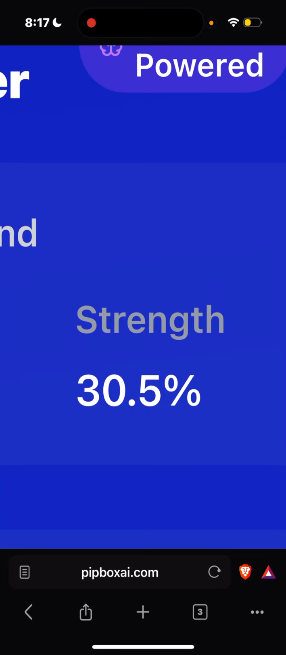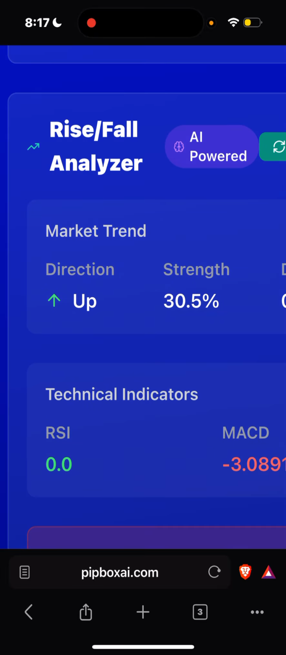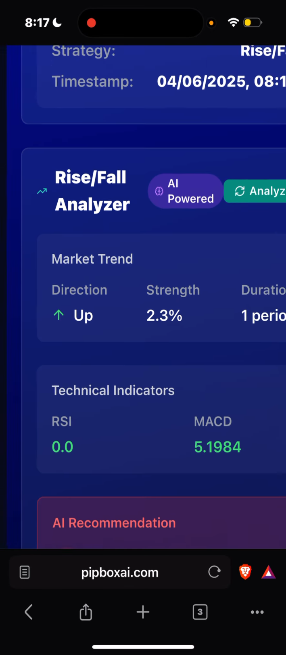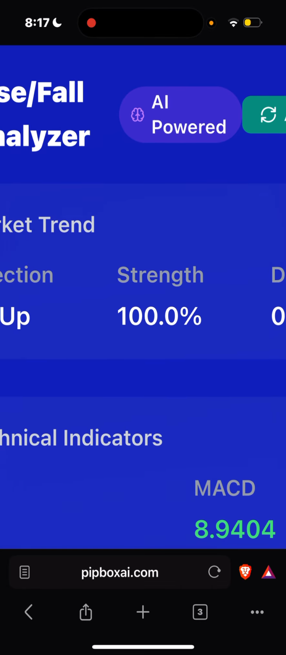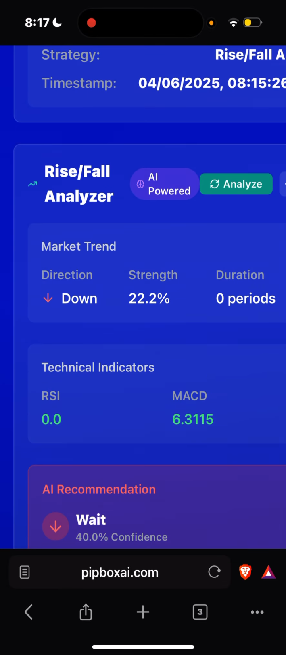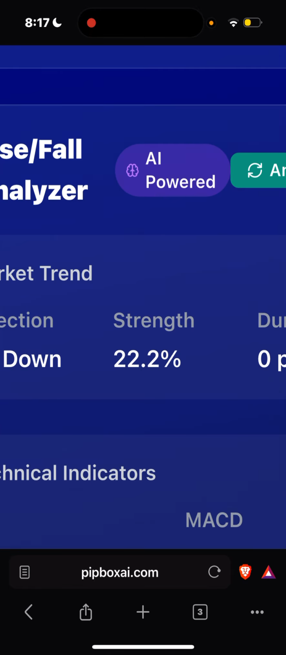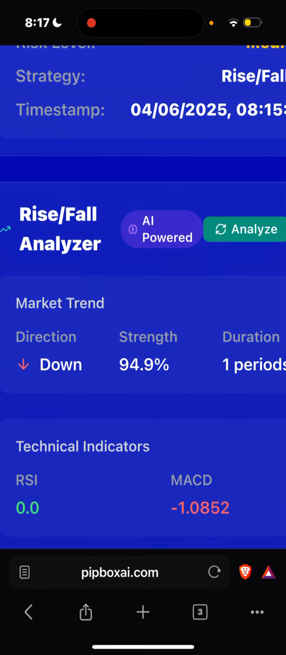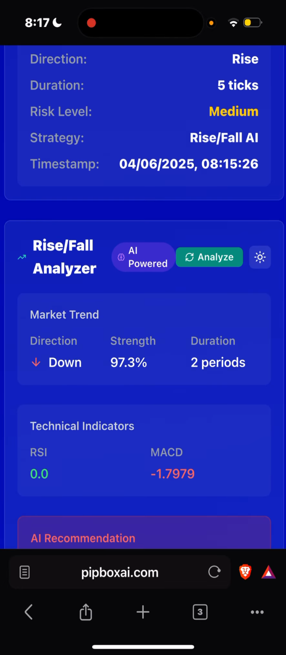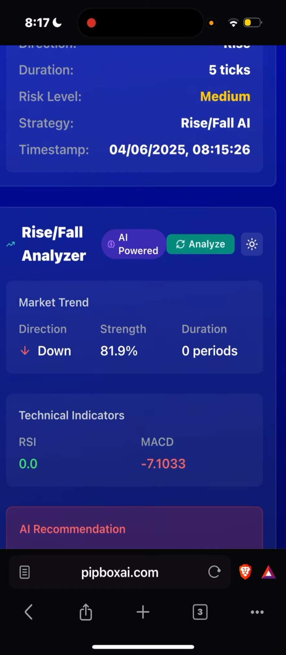For example, this one, strength is 30. Let me just take this one. Strength is 2%. It won't take that signal because the strength is pretty low. Now strength is at 100%, so it will go ahead and take that trade. Strength is below 50% for this signal that we've gotten. Now we have a strength of 94. You can also click on analyze to see how it analyzed. Strength is now at 81%.